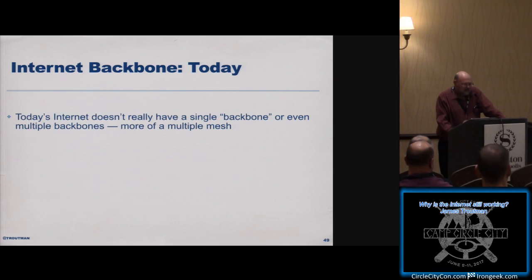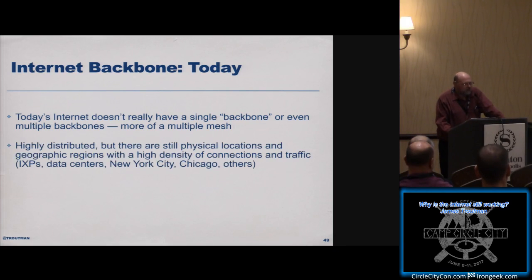So today, the internet backbone, well, doesn't really exist. There isn't really a single backbone anymore. There's multiple backbones, multiple providers. It's really much more of a mesh. And it's highly distributed. There's still some physical locations where things are dense. In particular, certain cities, certain buildings in certain cities. There's certain infrastructure locations in certain cities that absolutely would be a problem if they were attacked by terrorists, as an example.